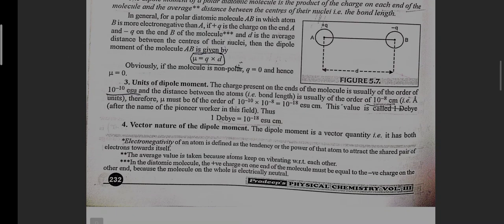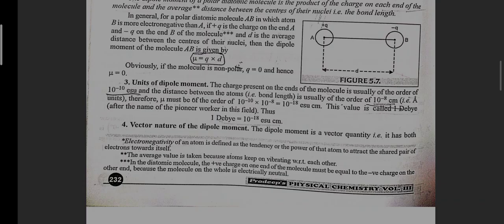Next is units of dipole moment. The charge present on the ends of the dipole is usually of the order of 10 raised to power minus 10 ESU, and the distance between the atoms is usually of the order of 10 raised to power minus 8 centimeter. Therefore, mu must be of the order of 10 raised to power minus 18 ESU centimeter. This value is called 1 debye. Thus, 1 debye is equal to 10 raised to power minus 18 ESU centimeter.